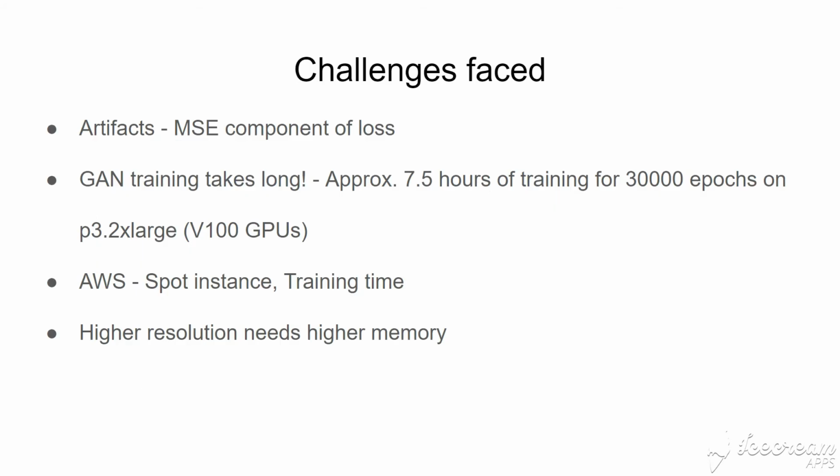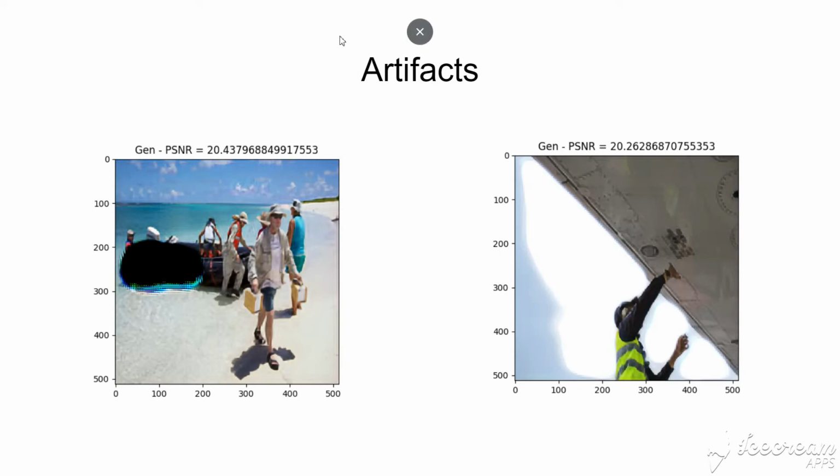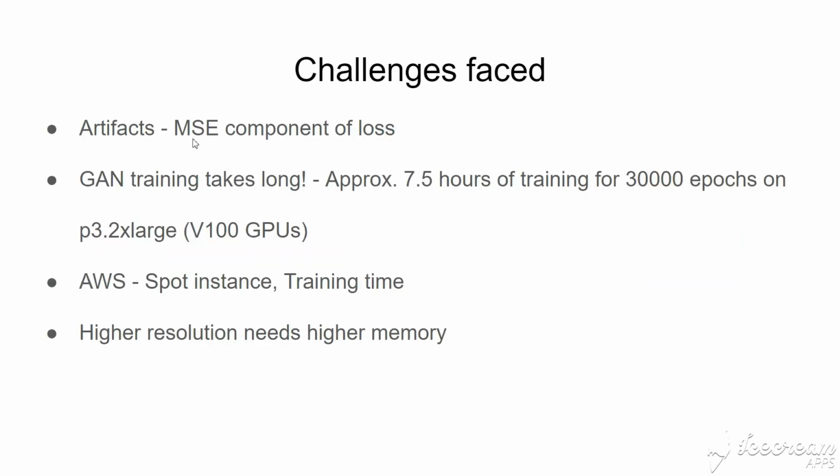Next, some of the challenges that we faced were the generator is producing a lot of artifacts during the training process. Here we see that there are black spots that appear in some of the images, and in other images, the generator is not able to capture the background of the image. Also, GANs take too long to train. So our GAN actually took 7.5 hours to train for 30,000 epochs on a Tesla V100 GPU.